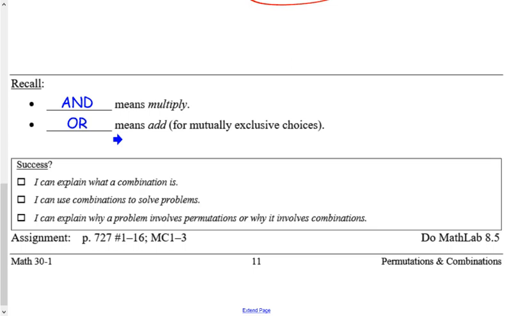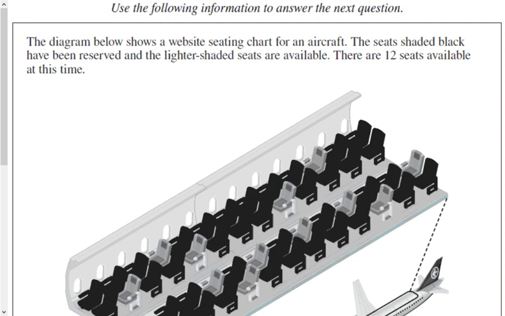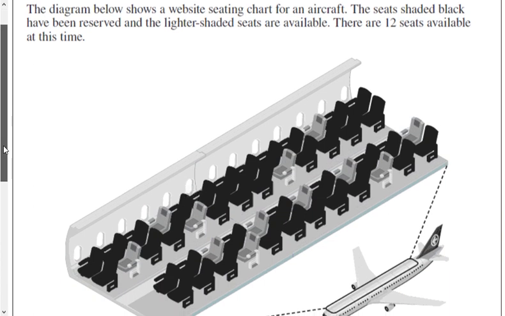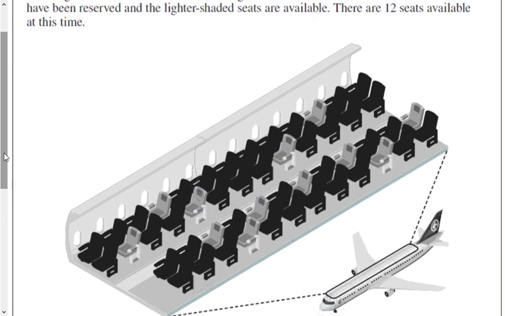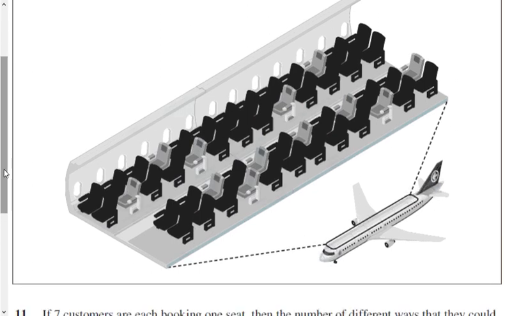So let us do one released diploma exam question. A diagram shows a website seating chart for an aircraft. Seats shaded black have been reserved. The light seats are available. 12 seats are available. So we have an empty seat, 2, 3, 4, 5, 6, 7, 8, 9, 10, 11, 12. So we have 12 empty seats.